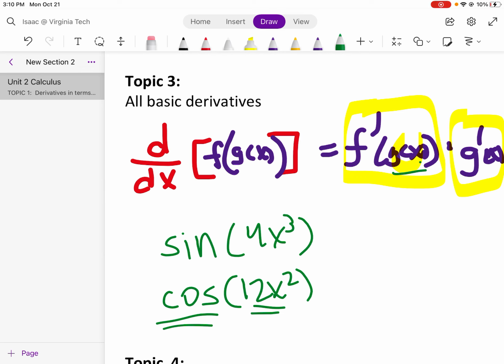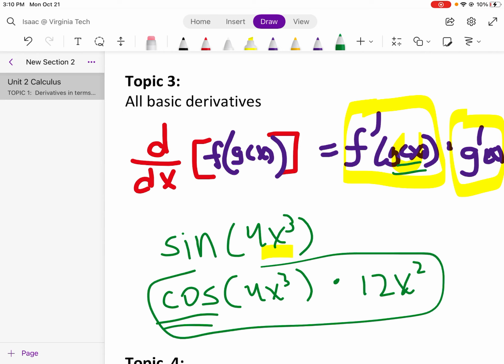Because remember, I say you leave the inside thing alone at first. So it's actually going to be like, keep that the same for now. But then you multiply it by the derivative of what's in there. So we're going to be like, okay, now we'll do this. And this is the correct answer.